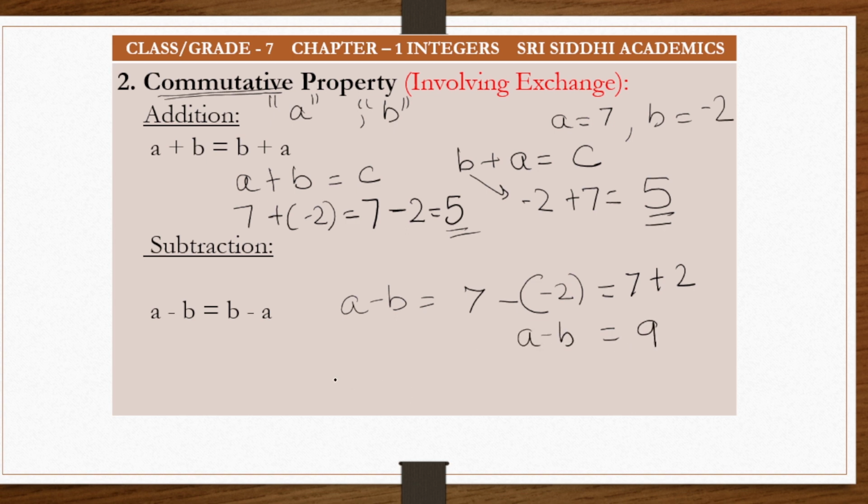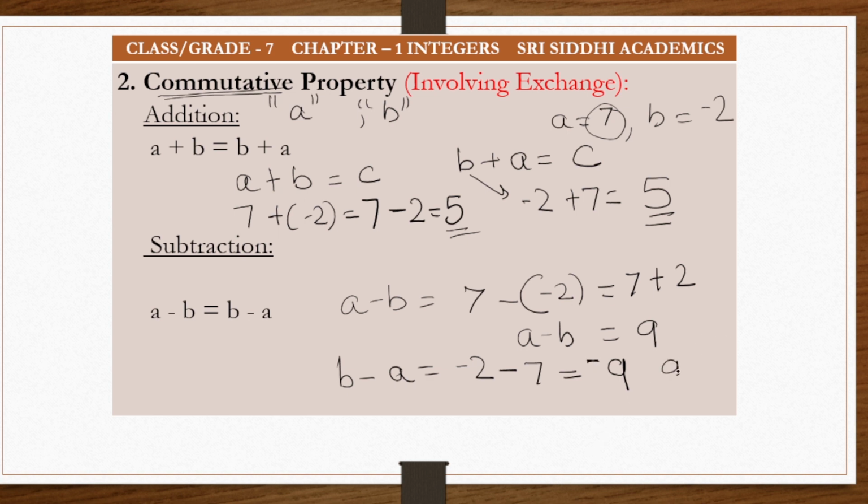Let's do the reverse, b minus a. What is the value of b here? b's value is -2. Then the minus sign for subtraction, and then the value of a given here is 7. So I put the value 7 here. Now same sign, so we will add -2 -7; same sign means we add. So it will become 9.